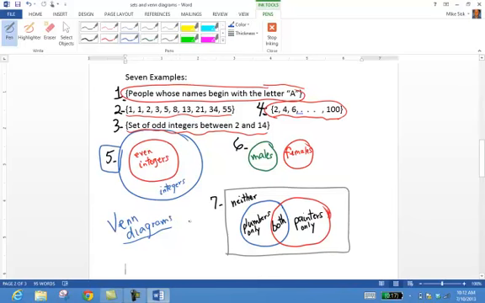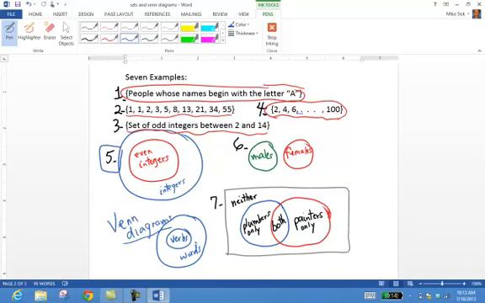Something that might be easier for you to see, if you talk about English class, I could put verbs right here, and if I surround that circle by words, all verbs are words, so that's why I have the one circle inside the other.